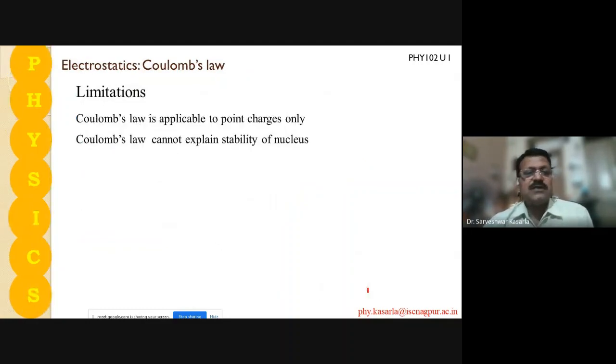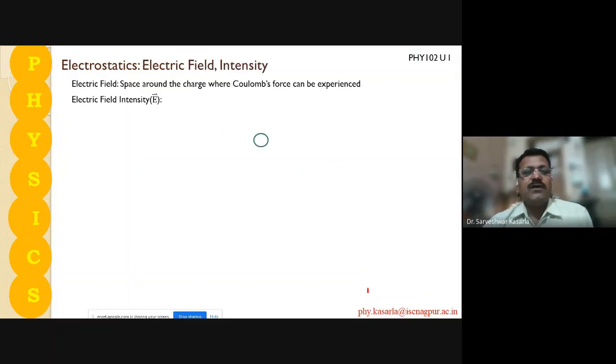This we have discussed earlier. Coulomb's law is applicable to point charges only, and Coulomb's law cannot explain the stability of the nucleus. So here, let us define the electric field and intensity. Electric field is the space around the charge where Coulomb's force can be experienced.